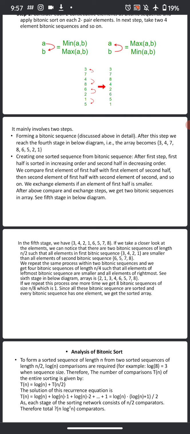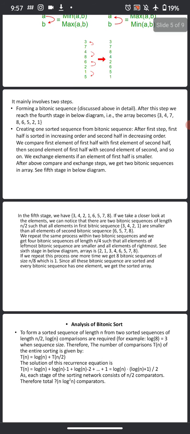After the above compare and exchange steps, we get two bitonic sequences in the array. In the fifth stage, we have 3, 4, 2, 1, 6, 5, 7, 8. If we take a closer look at the elements, we can notice that there are two bitonic sequences of length n by 2, such that all the elements in the first bitonic sequence, 3 4 2 1, are smaller than all the elements of the second bitonic sequence, 6 5 7 8.